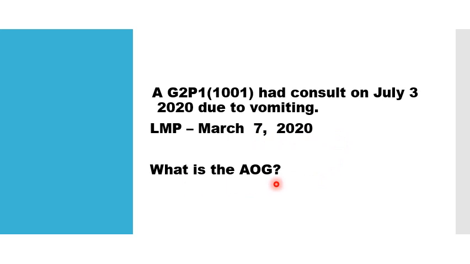To compute, remember that March has 31 days. So 31 minus 7, you have 24 remaining days. You add 30 days of April, 31 days of May, 30 days of June, and 3 days from July. So you get a total of 118 days. You divide 118 days by 7, so you get 16 weeks and 6 days. So the age of gestation is 16 weeks and 6 days.